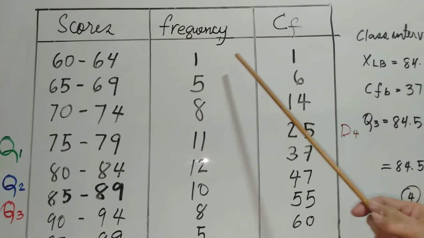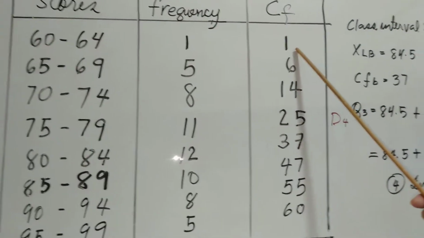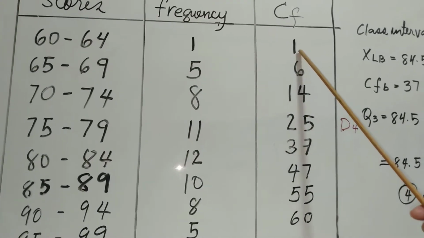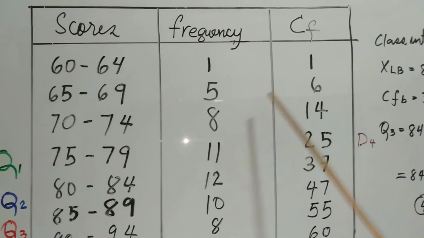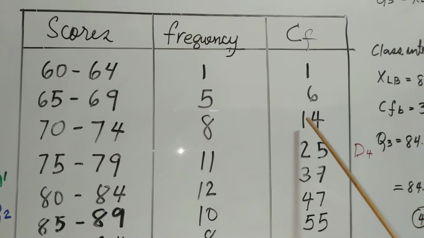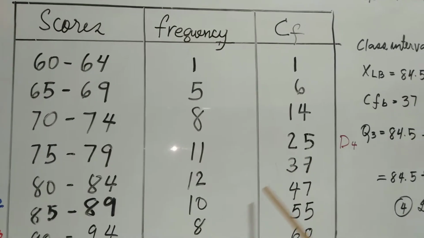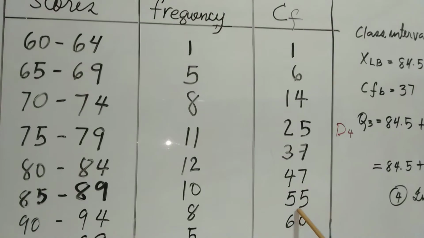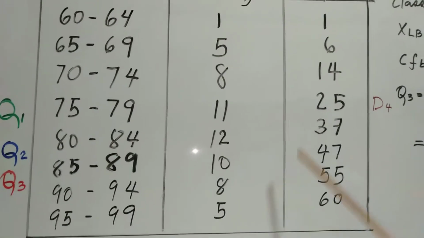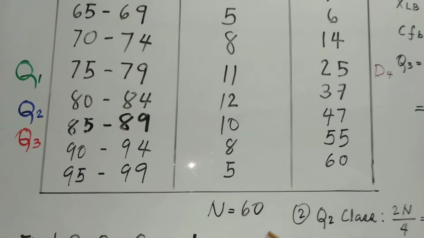So given all this data here, to compute for the cumulative frequency, the first one is 1. So this should always be the same. 1 plus 5 is 6, 6 plus 8 is 14, 14 plus 11 is 25, 25 plus 12 is 37, 37 plus 10 is 47, 47 plus 8 is 55, 55 plus 5 is 60. So when we add these frequencies here, we're going to get 60.